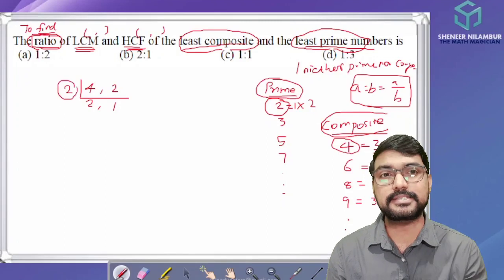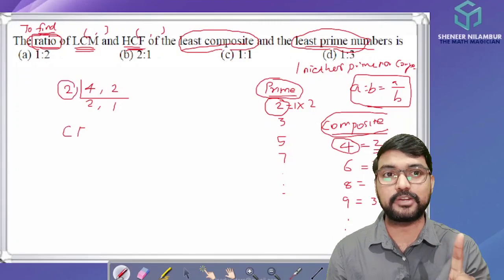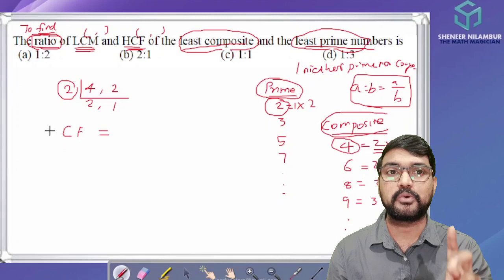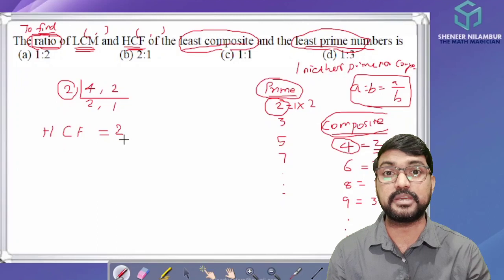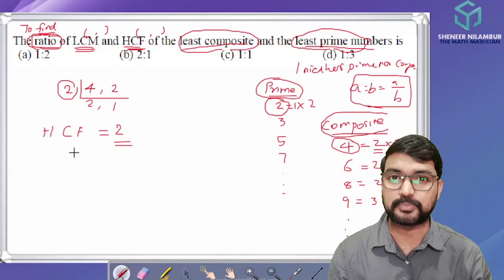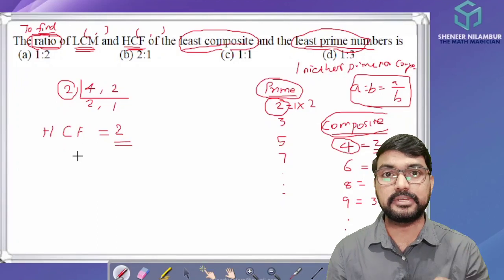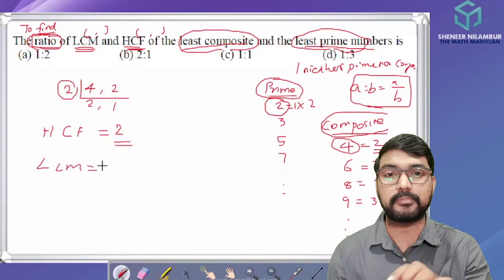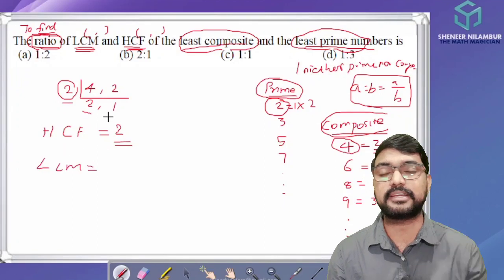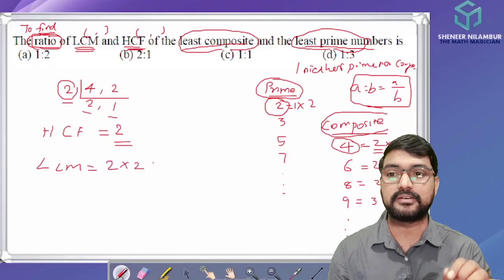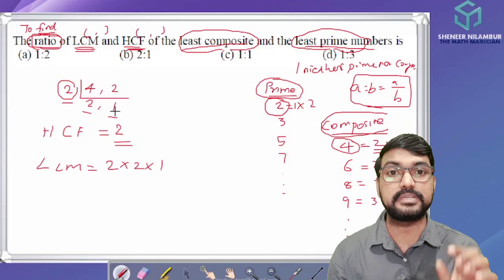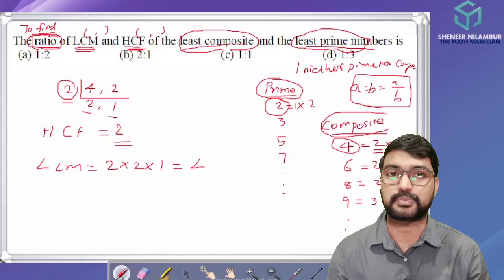So what will be the highest common factor? There is only one common factor. So 2 is the highest common factor also. So HCF is equal to 2. Now LCM means least common multiple. We can multiply all these factors, so we will get a common multiple. Here 2 into 2 into 1, which is equal to 4, which is the LCM of 4, 2.